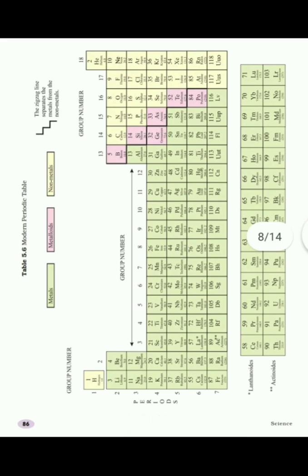See, this is the modern periodic table. The modern periodic table has 18 vertical columns known as groups and 7 horizontal rows known as periods. All the elements are well adjusted in these rows and columns. The modern periodic table is called the long form of the periodic table, whereas Mendeleev's periodic table is called the short form. So, let's study this modern periodic table.